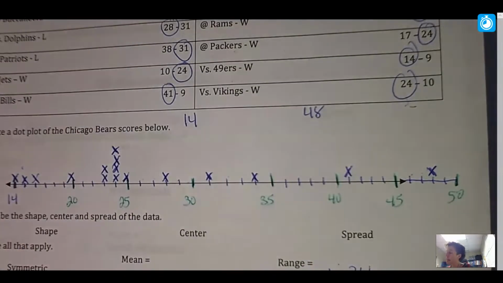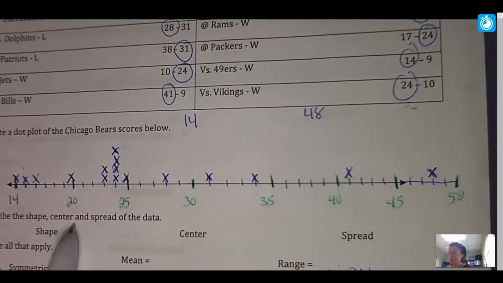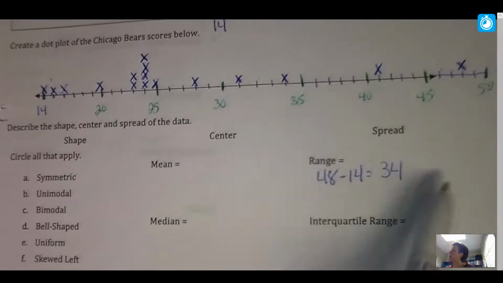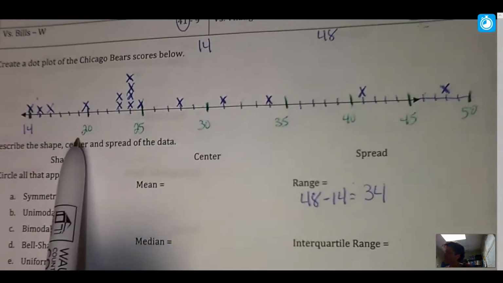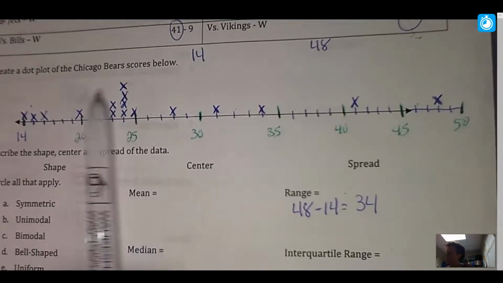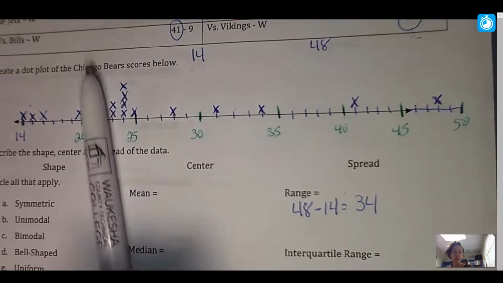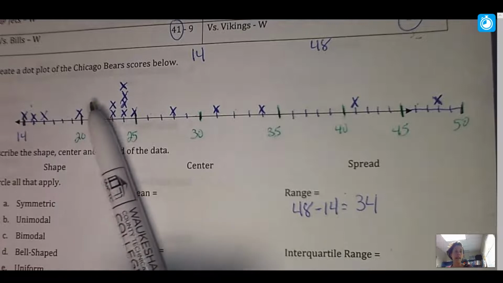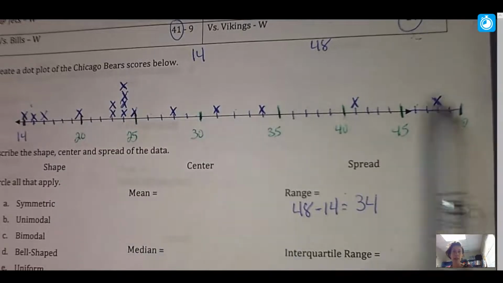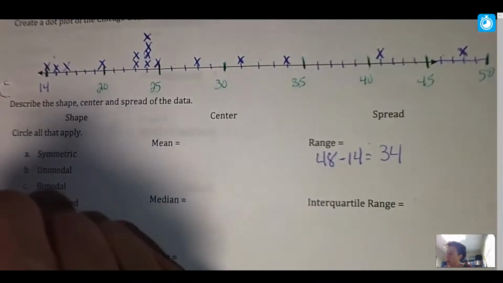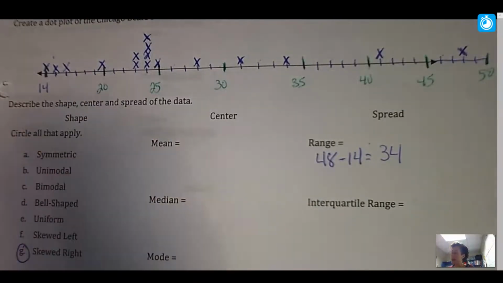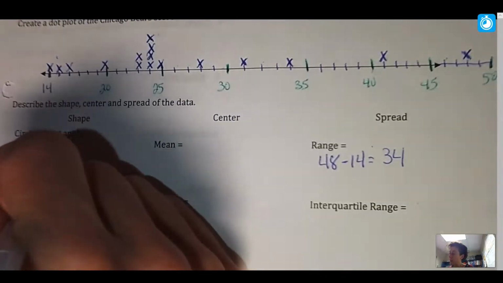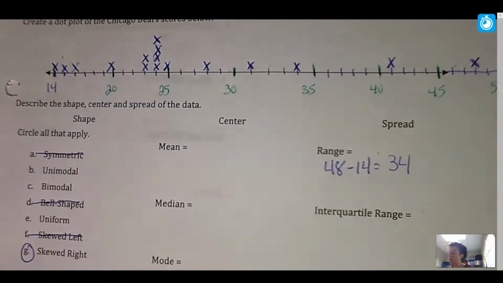All right, so let's talk about the data. So let's describe the shape, the center, and the spread. So this is our shape stuff, this is our center stuff, this is our spread stuff. So as far as the shape goes, most of the data is kind of like right here. And then I've got some to the left and a lot to the right. So if I had to put a tail on one side because there's so much on the right, I'm going to say that it is skewed right. So that takes care of leaving out symmetric, leaving out bell-shaped, and it leaves out skewed left.